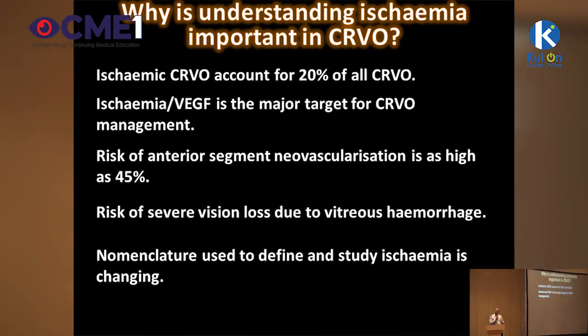So I'm just going to focus my talk on ischemia in central retinal vein occlusion, because I think it is the most important thing that will decide if someone has long-term vision loss. It's the amount of ischemia that they have. Classically, when we looked at central retinal vein occlusions, we used to divide them into ischemic and non-ischemic central retinal vein occlusion. With a lot of the imaging we have now, that differentiation is not so important. But ischemia is certainly a very important feature in central retinal vein occlusion.